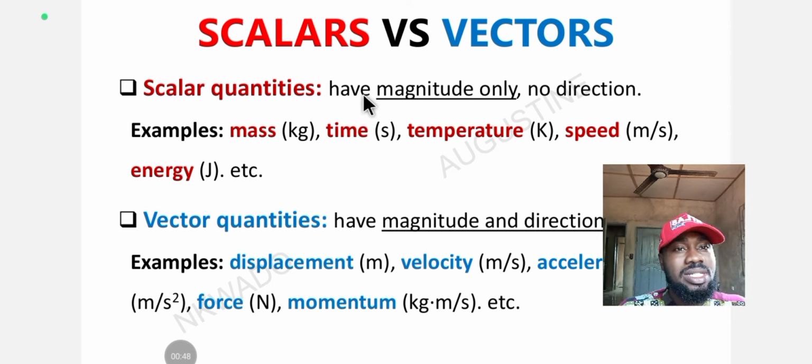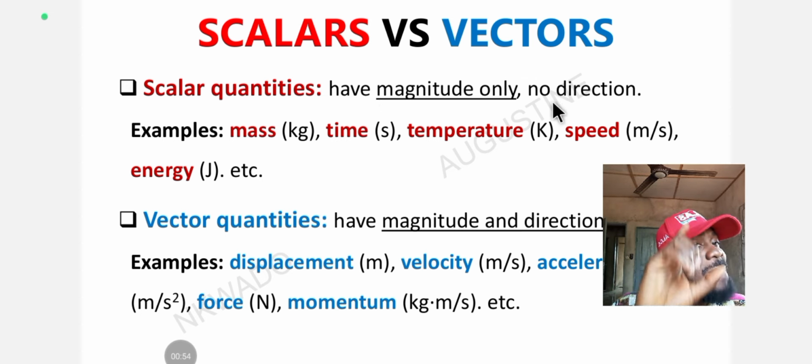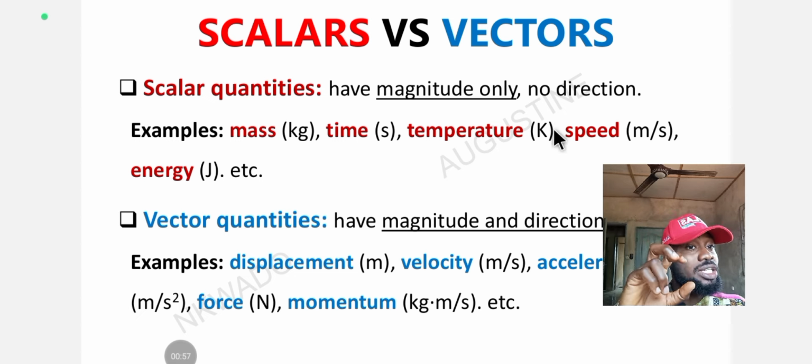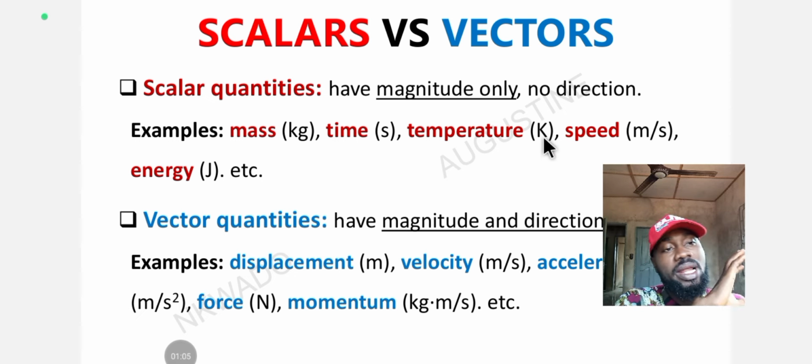What are scalar quantities? They are quantities that have magnitude only, but no direction. What is magnitude? Magnitude is movement, motion. There is a motion, but there's no direction.